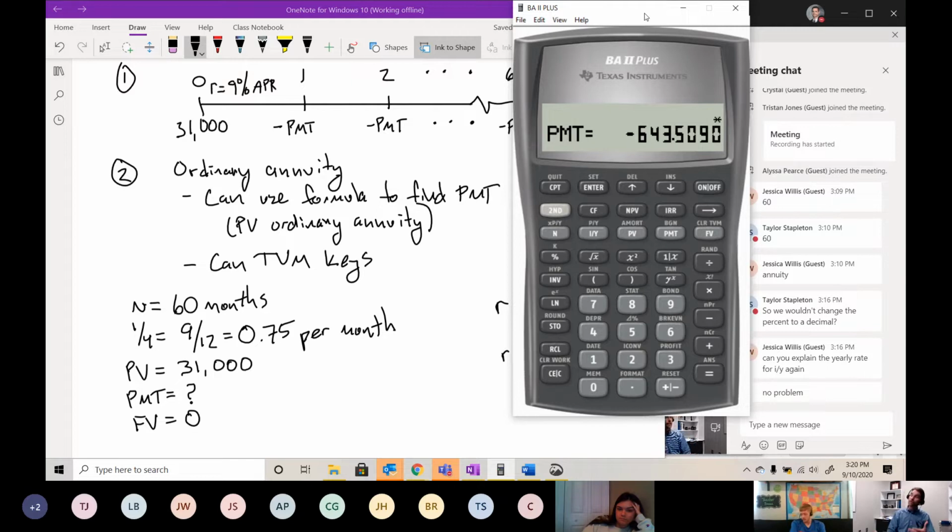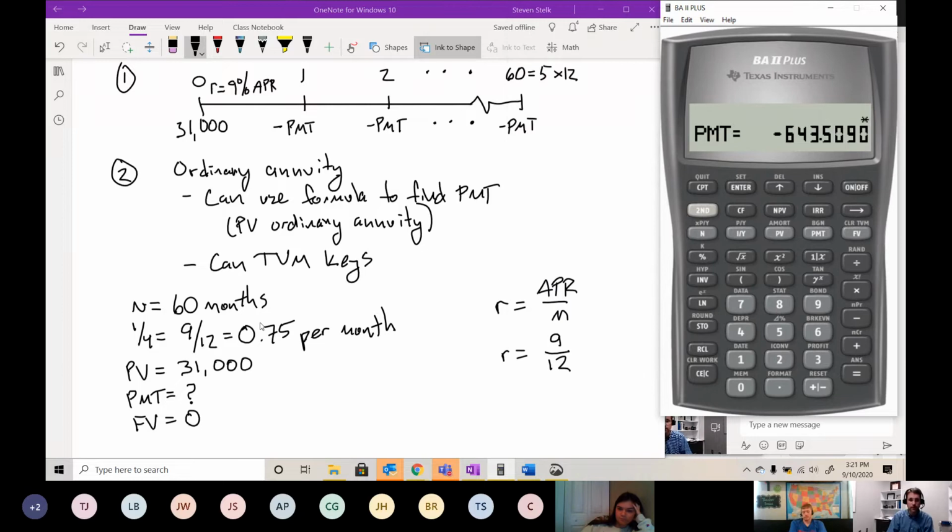All right, and it's going to give me a negative. That's because I adopted the perspective of the borrower. I received $31,000, and that means the monthly payment is going to be a cash outflow for me. So it's going to be an outflow of $643 and roughly 51 cents. So minus 643.51. Okay, so that's the amount of my monthly payment.